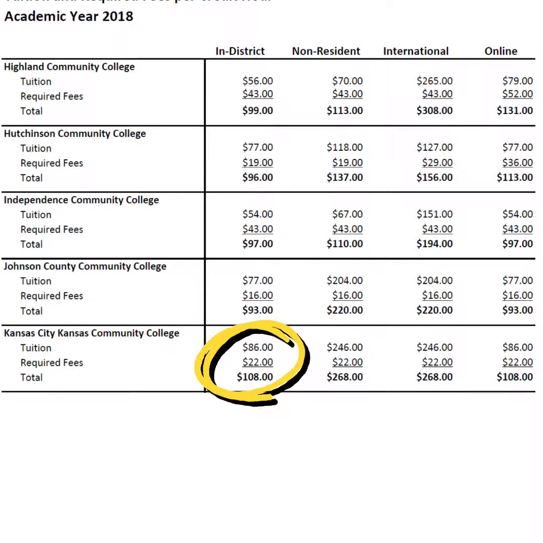As you can see, Kansas City, Kansas Community College has pretty high tuition and required fees when compared to the 5 that are on here. It is interesting to note that the online fees and tuition total is the same as the in-district total. But when looking at Highland Community College, you can see their in-district total and their online total are completely different, to the tune of about $30 extra.